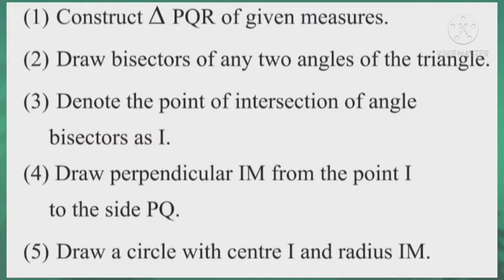The first step is the same in both constructions, that means circumcircle and incircle: draw a triangle of the given measurements. Then the second step, for the circumcircle, draw the perpendicular bisectors of any two sides. For the incircle, draw the angle bisectors of any two angles. Now the third step is also the same, draw a circle. For a circumcircle, the circle passes through the vertices, and for the incircle, the circle passes through the interior part of the triangle. That means it touches the sides of the triangle.